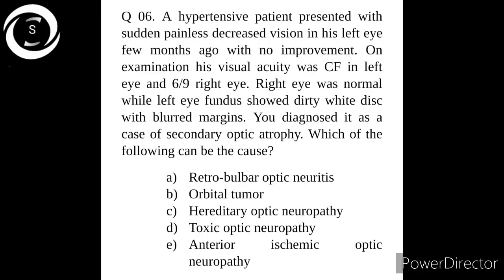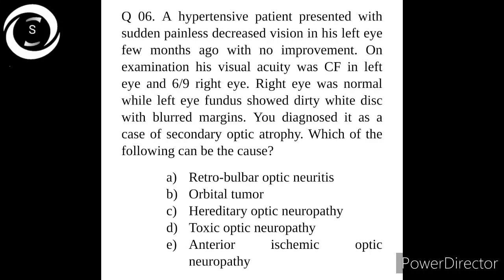Now 6th question, hypertensive patient presented with sudden painless decrease of vision in the left eye few months ago with no improvement. Now the catch is hypertensive patient. On examination, vision is counting finger in the left eye and 6/9 in the right eye. The right eye was normal while left eye fundus showed dirty white disc with blurred margins. You diagnosed it as a case of secondary optic atrophy.